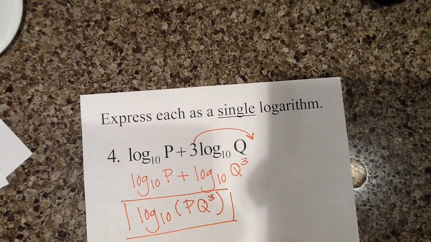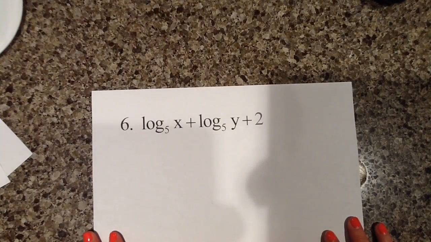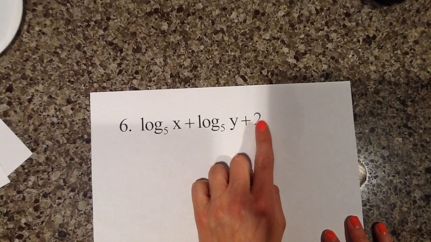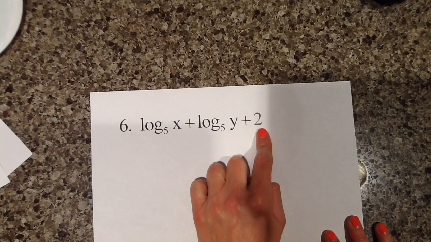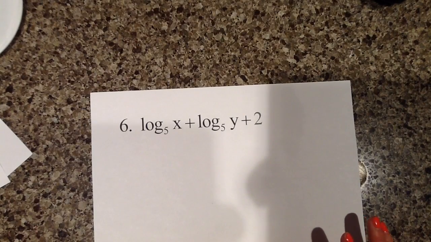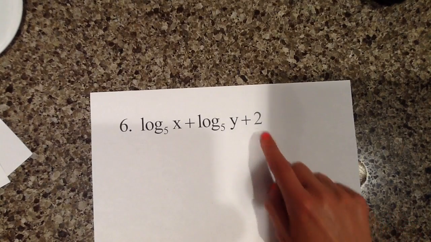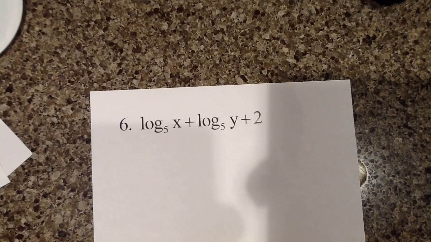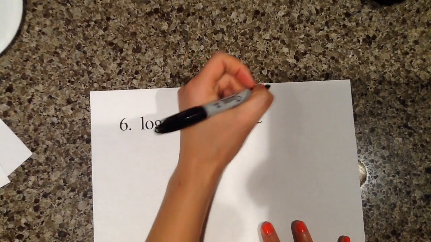Okay, we're going to take care of one more example. I'm going to skip number 5 and we're going to do number 6. For this one, notice we now have a constant over here that's not expressed in terms of a log. So we have to remember from the previous lecture how we could write a number as a log. And so we're going to take care of this step first.